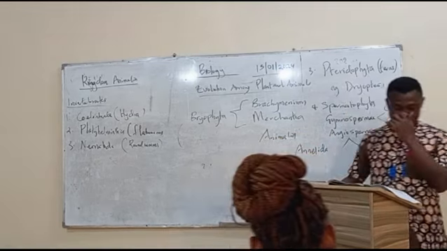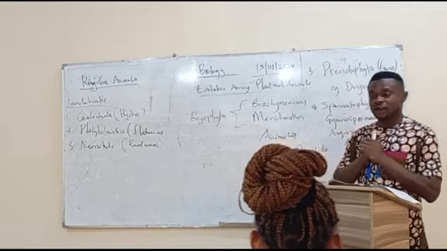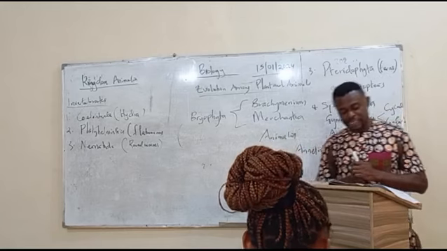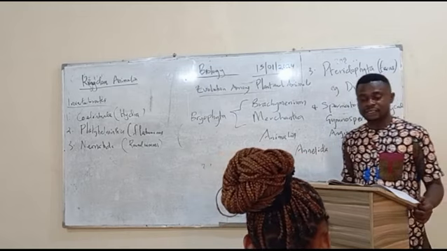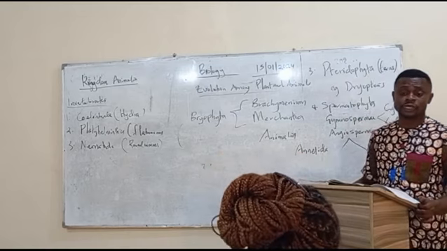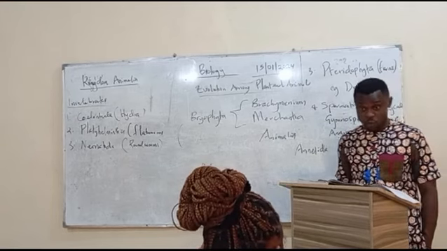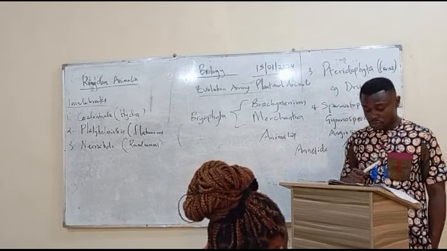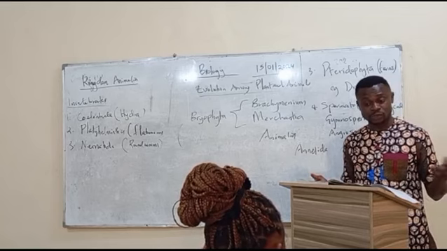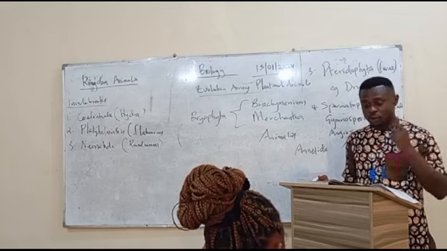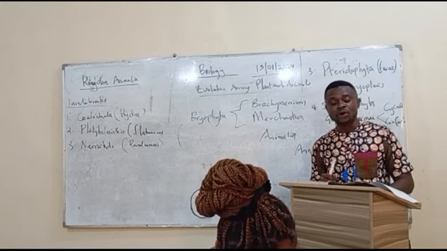Alright, so let's continue. The simplest of the living organisms are bacteria and blue-green algae. They belong to Kingdom Monera. Of course, they are very small. Their cells are prokaryotic. They are made of prokaryotic cells, and they are enclosed in a rigid cell wall.